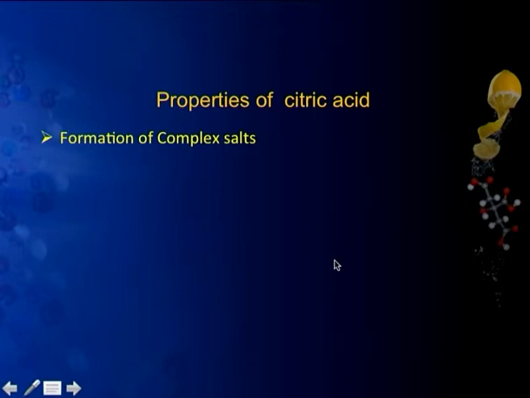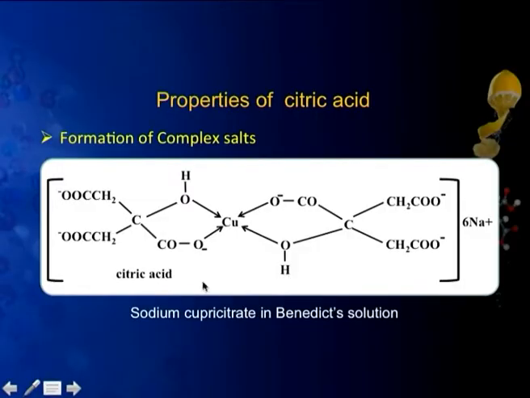Then formation of complex salts also takes place using citric acid as a ligand, and one of the very important complex salts that we use is Benedict solution. In Benedict solution, citric acid is complexed with copper ions. The Benedict solution is used for testing carbohydrates.